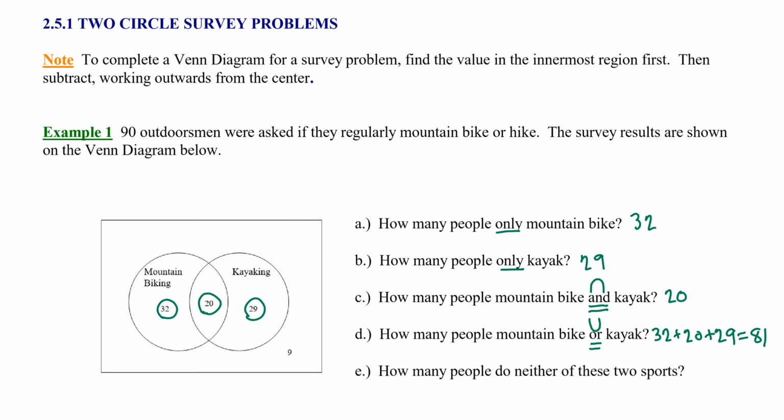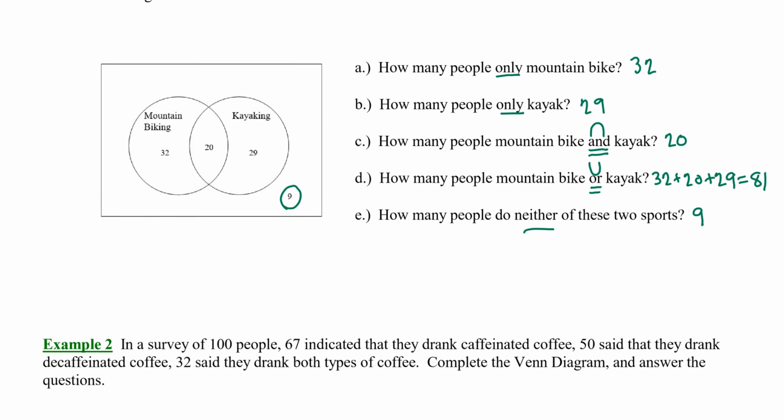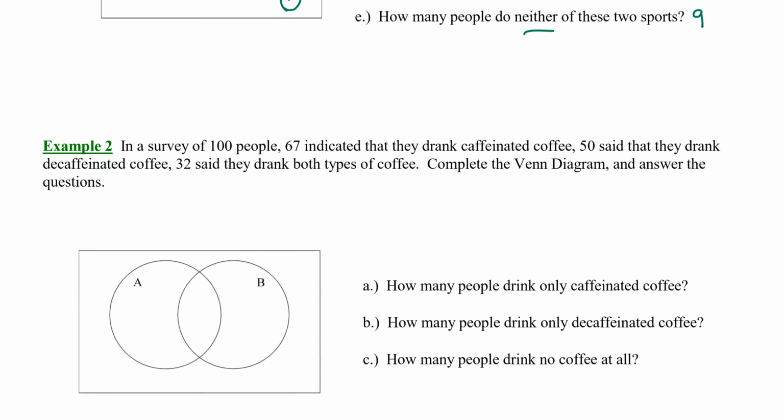So read very carefully and critically and be sensitive to the words "and" and "or." Again, "and" communicates intersection, the overlap between the 2 circles. Union represents everything in both circles together. The final question is, how many people do neither of these 2 sports? So we're looking for the cardinal number of the people that are outside both circles, and in this case, that would be 9.